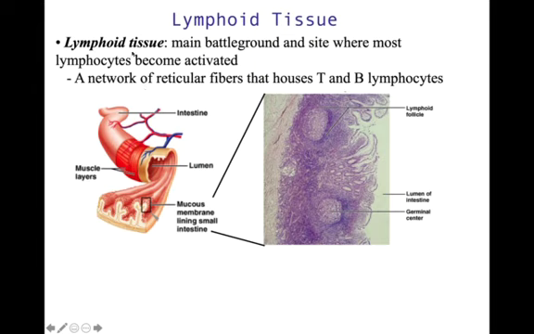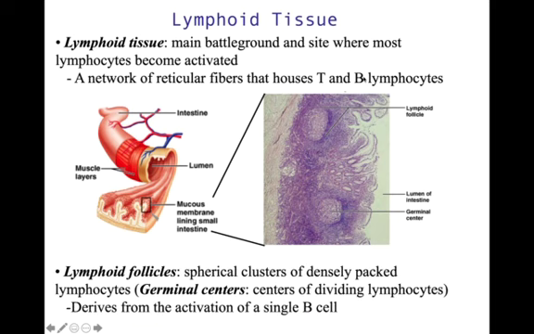So what do we expect to find if I have B cells, T cells, and macrophages? Well, lymphoid tissue is going to have a network of reticular fibers which support and house the T cells and the B cells. Here we see, for example, let's say this is the wall of your small intestine. Here's where the chyme would be. Here's the epithelium, and here's the mucosa. Here we have MALT, mucosa-associated lymphoid tissue.